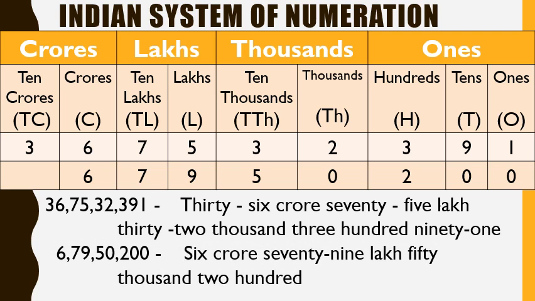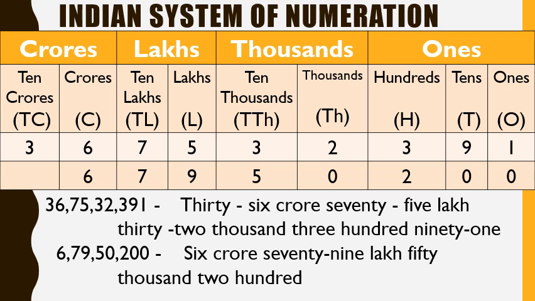In the previous slide, we discussed the Indian system of numeration. It consists of 4 columns or periods starting from the right: ones, thousands, lakhs, crores. Between each period, we insert a comma. Now we will take some more examples and try to read the numbers in the Indian system.